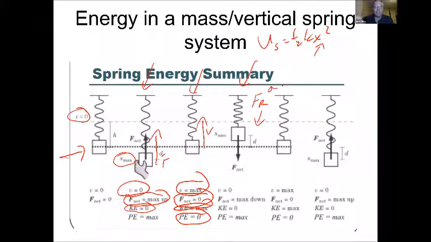Let's say that we get up to the maximum displacement above here. So now let's say X is at a max. At that point, our velocity stops. That's the point that the block stops moving for just an instant. The restoring force is at a maximum. This time it's pushing down. Because the block is stopped, the kinetic energy is 0. And because the spring is compressed as far as it can be in this example, the elastic potential energy is at a maximum.